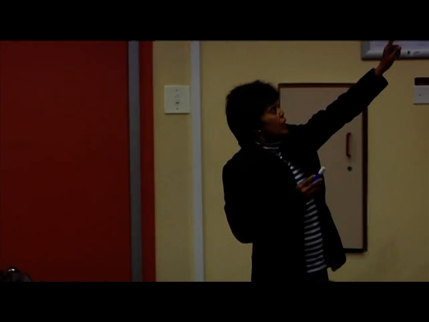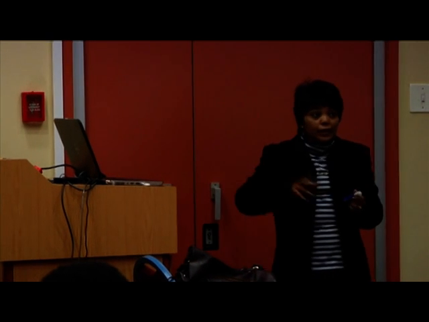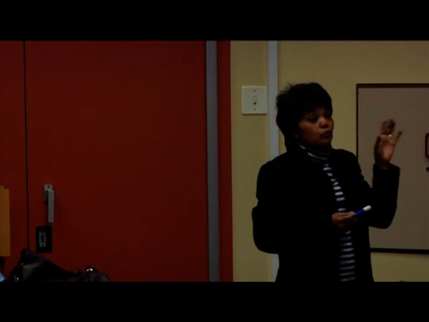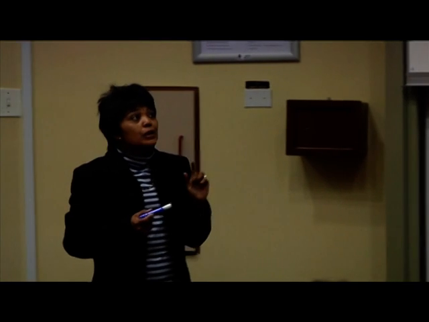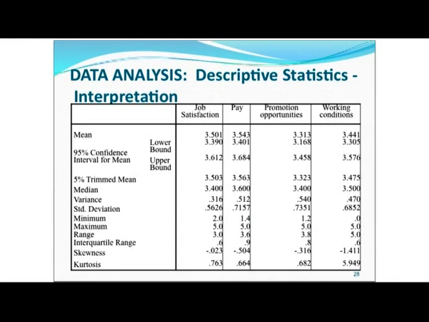Okay? So when you said you want the descriptive stats for pay, promotion, and working conditions, you've got the descriptive stats thrown at you. Okay? The question is, how much of all these stats that the statistician or the program prints for you do you need? If we look at the mean there, 3.5 for job satisfaction overall, pay 3.543, promotion 3.313, working conditions 3.441, okay? We've got the overall mean scores.